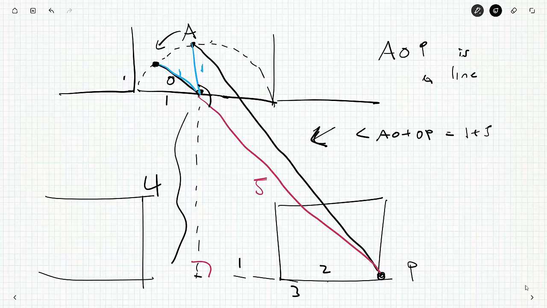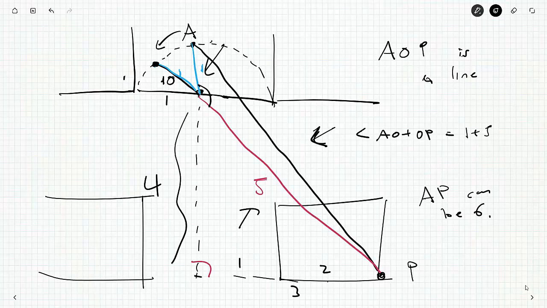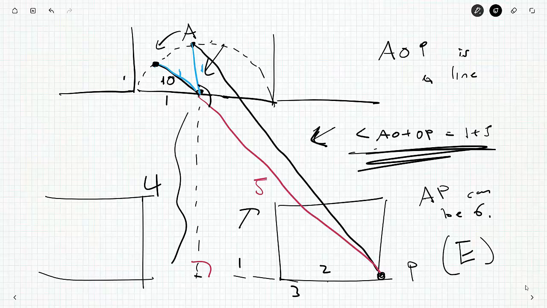These are fixed values. None of this PQ stuff. These are known quantities. But if AOP lies on a line, then we do have 1 and 5 here. So that would be a total of 6. So AP can be 6. And in fact, it can't be more than 6 because of this triangle inequality stuff. And 6 was an answer of E. That was a lot shorter.